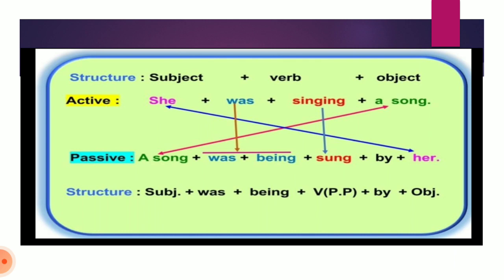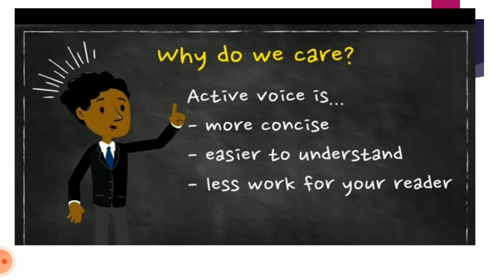And we have to see the verb form, which is V1 or V3. By these two we can easily form our active voice sentence or passive voice sentence. We can easily find out whether a sentence is in the passive voice or active voice. Why do we care? Active voice is more concise and easy to understand.